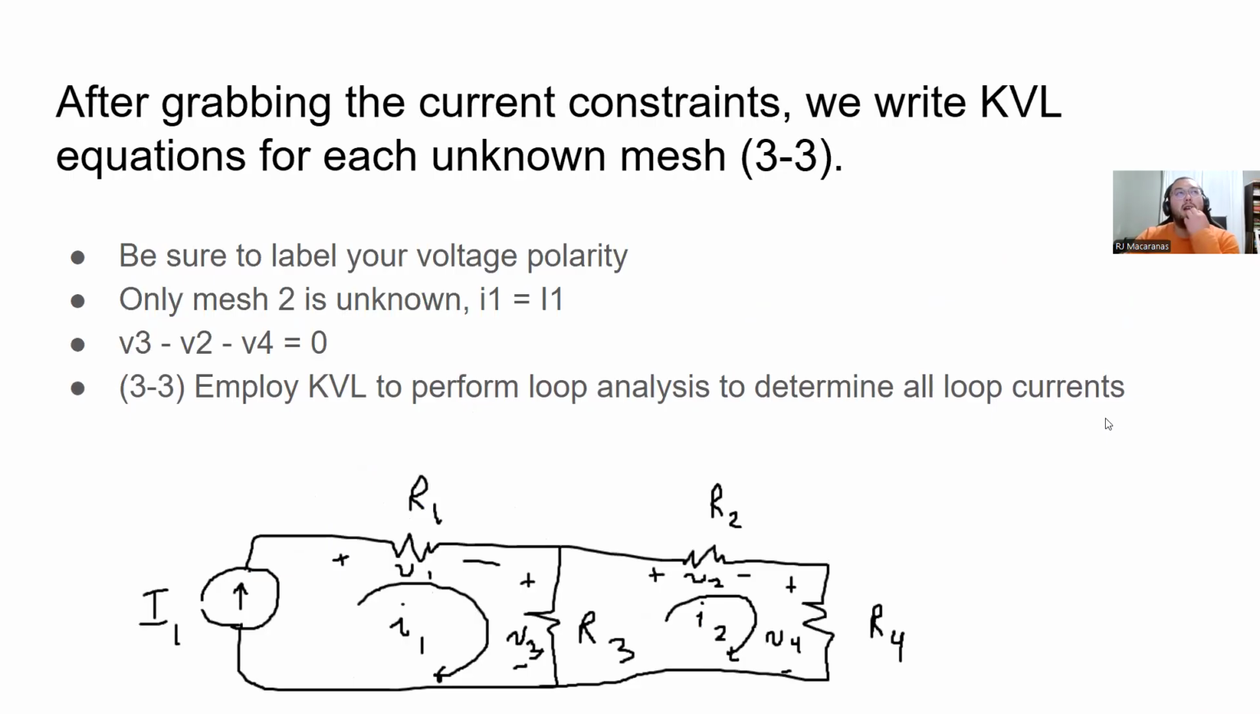Once we've got all the constraints, we then write KVL equations for each unknown mesh. For example, I2 here is our only unknown mesh. So we write our KVL equation. Here I use the convention that I'm used to, where I'm coming out of the positive end of V3, going down V2, going down V4. And that should sum to zero.